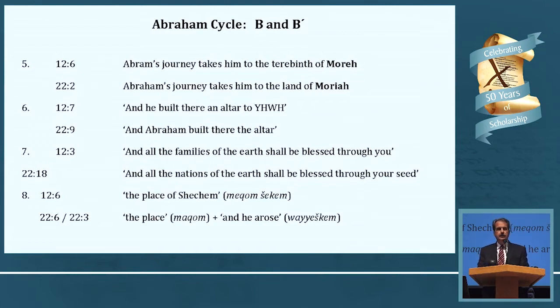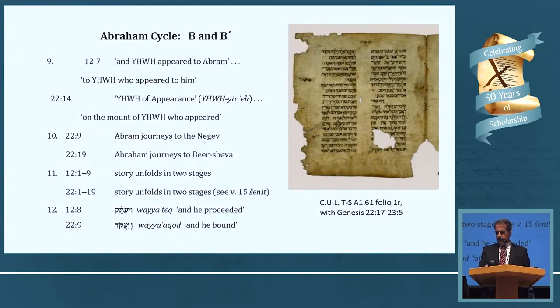In both of these, item 6, he builds the altar, and the blessing occurs at the beginning of chapter 12 in unit B, and at the end of chapter 22 in unit B prime. You'll get auditory echoes like Makom Shechem, the place of Shechem, in chapter 12, verse 6, and in chapter 22, you'll get the word Makom, place, and the verb with the same 3 Hebrew root letters, coincidentally, it's not lexically or grammatically related, but vayashkem means to get up early in the morning, and he arose. So you're getting these sounds that appear in the 2 units as well.